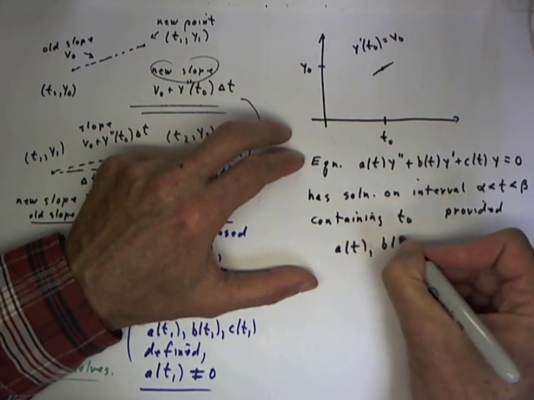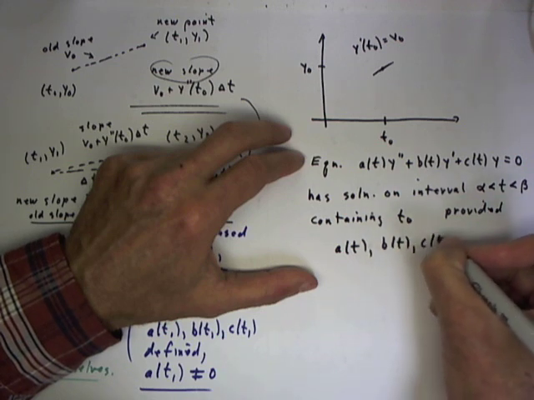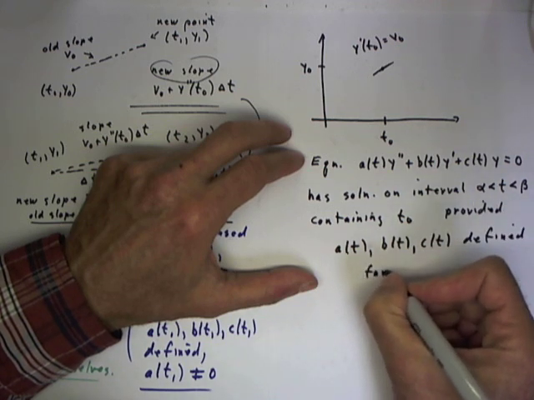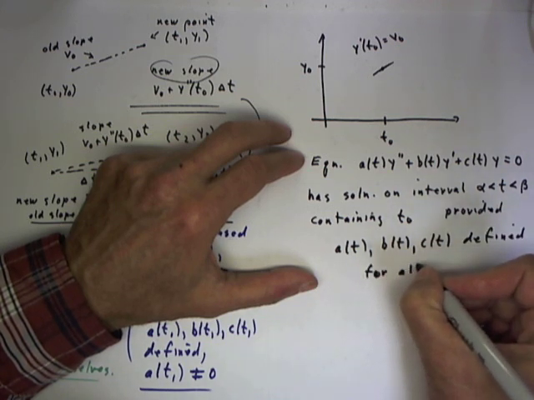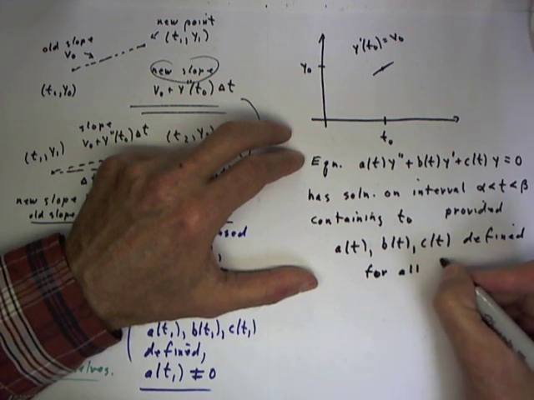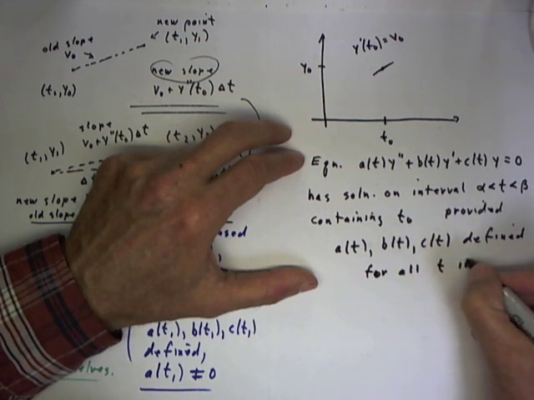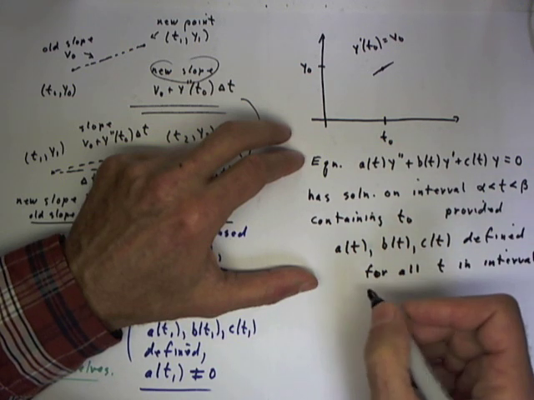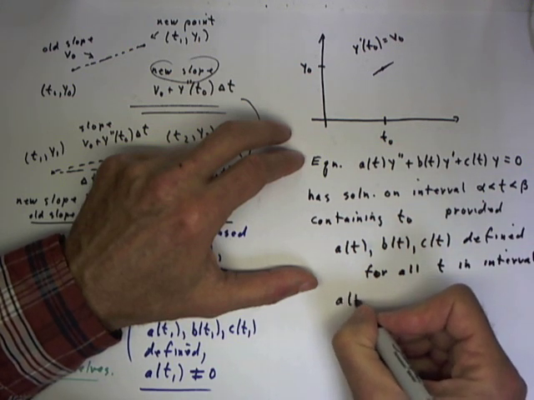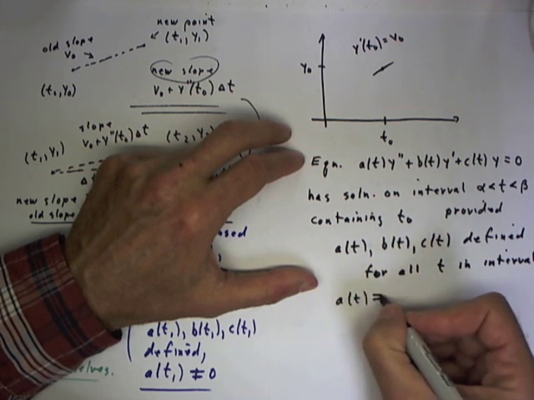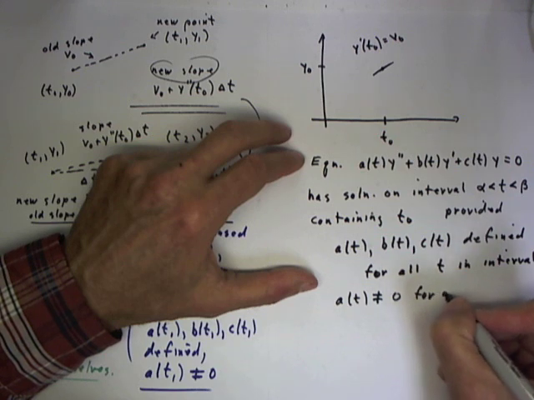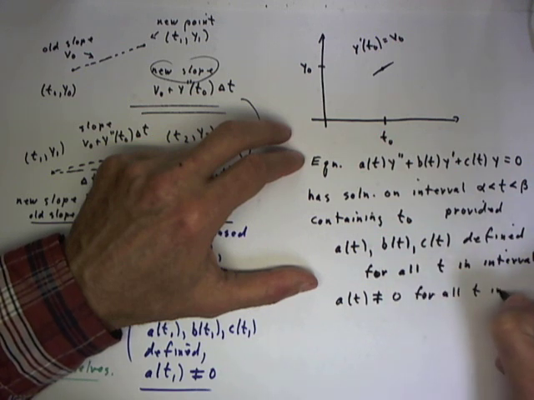a of t, b of t, c of t are defined for all t in the interval, and a of t is not 0 for all t in the interval.